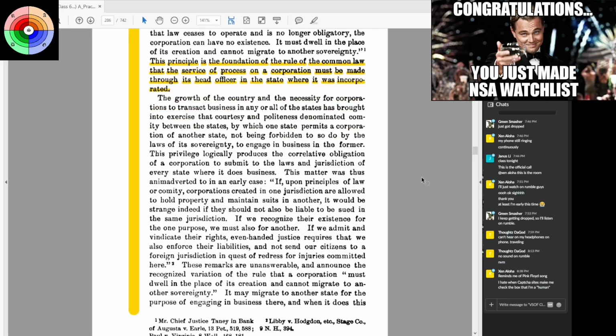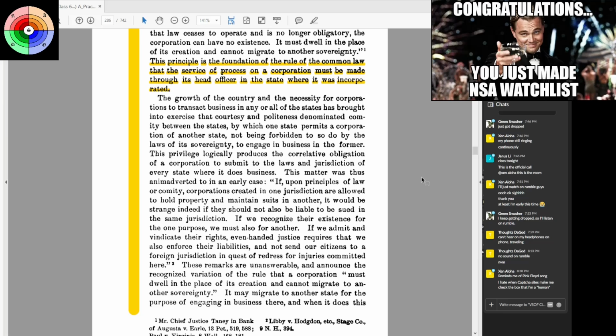The growth of the country and the necessity for corporations to transact business in any or all of the states has brought into existence that courtesy and politeness denominated commonly comity between the states, by which one state permits a corporation of another state, not being forbidden to do so by the laws of its sovereignty, to engage in business in the former. This privilege logically produces a correlative obligation of a corporation to submit to the laws and jurisdiction of every state where it does business. This matter was thus adverted to. I've never heard of that term before.